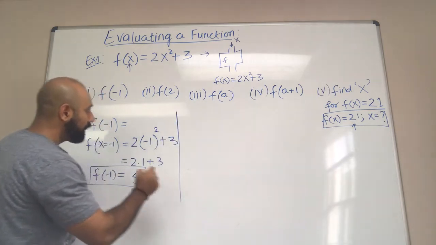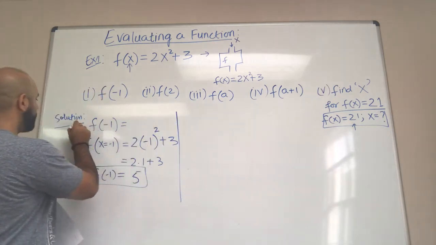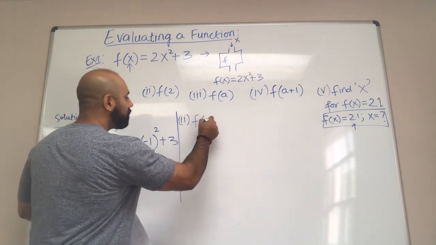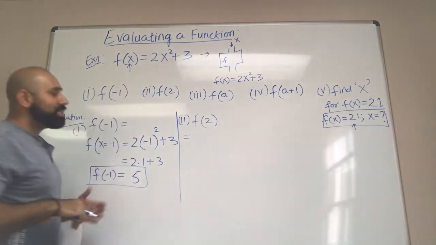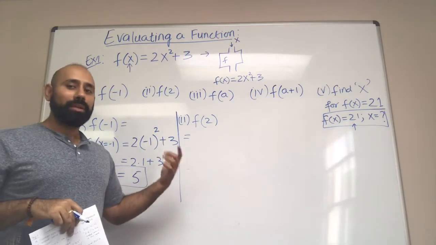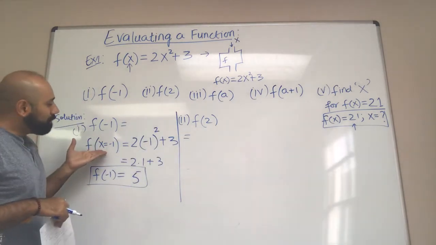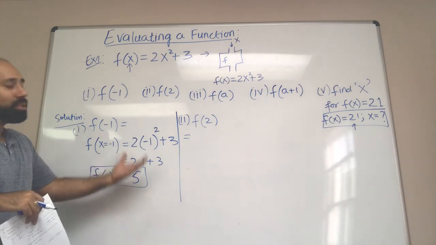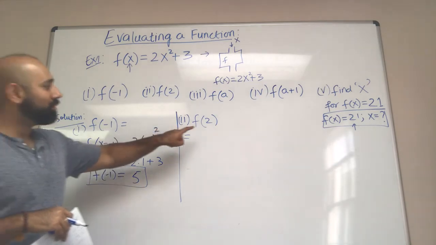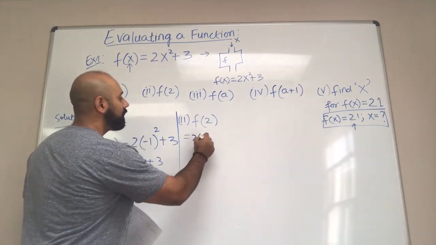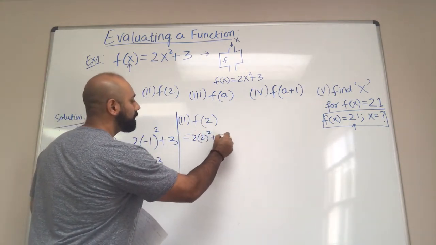Similarly, guys, let's look at, this is number 1, this is 2 now. F of 2. Now you already know what this notation means. It means what is the value of this function when x equals 2. So you don't have to keep on writing this all the time, because now you already know what to do. You simply have to substitute this x by 2. So it's going to be 2 times 2 squared plus 3.